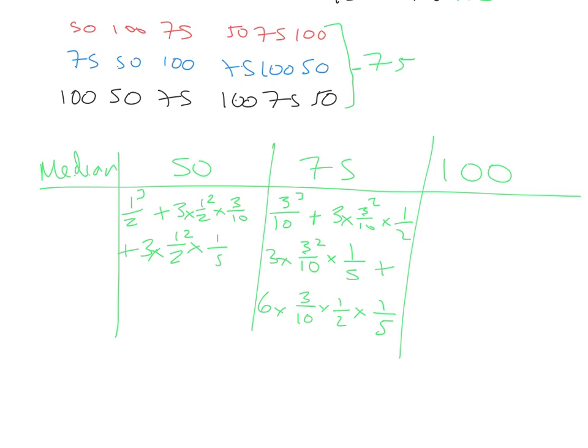And then finally for the 100, probability of getting 3 100s is a fifth cubed, and then add to that the other combinations. So that's where we get 2 100s and a 50, or where we get 2 100s. Sorry, that should be a fifth. 2 100s, that's the probability of getting 100, times by 3 tenths. So those are the calculations that we need to do to find the probabilities.